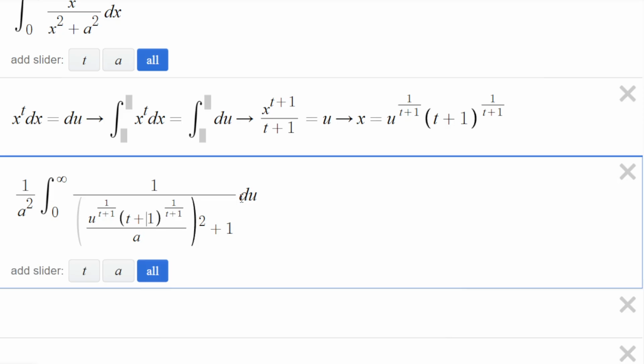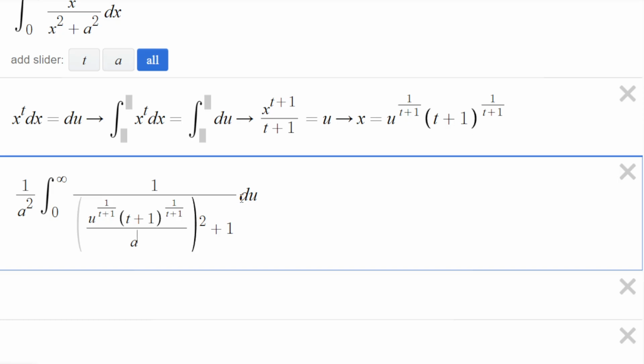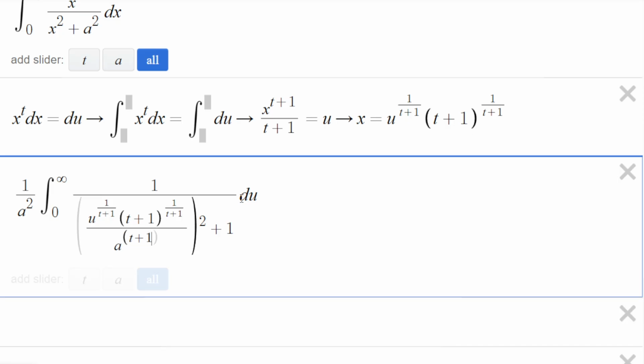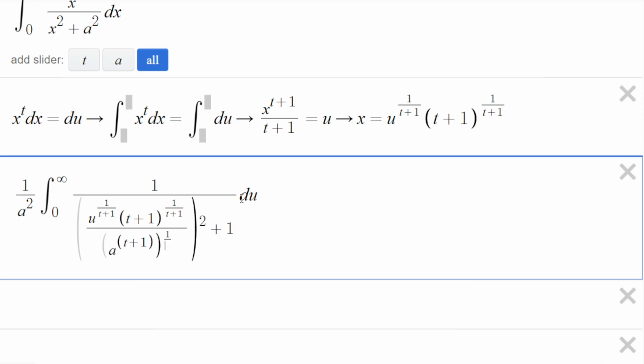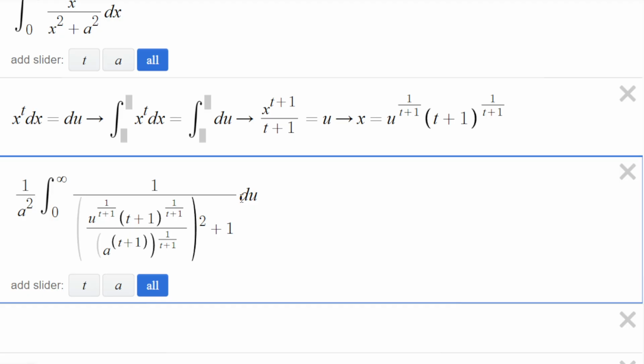Okay, now every single one of the things on top here is raised to the 1 over t plus 1 power. So I want the thing that's in the denominator to also be raised to the 1 over t plus 1 power. Well, the only way to keep it the same would be to raise it to the t plus 1 power and then raise it to the 1 over t plus 1 power. And now we have the exact same thing.